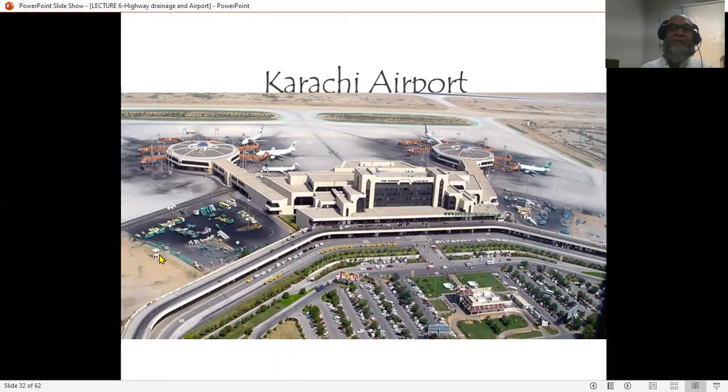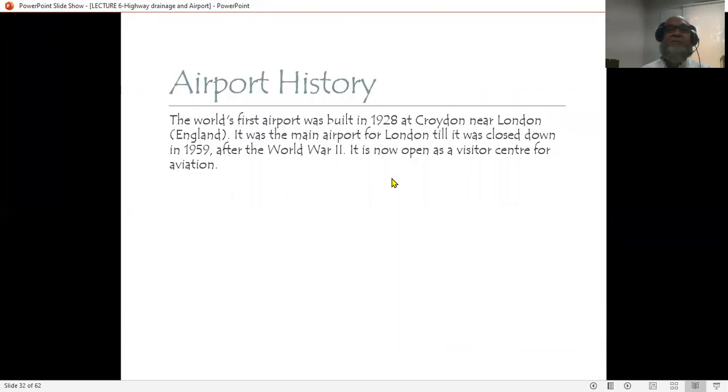This is a very good picture of our Karachi airport. The first airport was built in 1928 at Croydon near London. It was closed in 1959. Now it is used for amusement purposes, for people visiting and seeing how it flies.